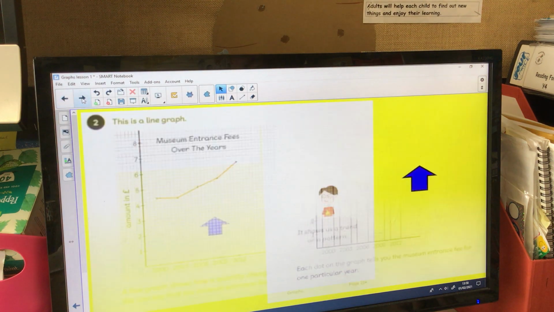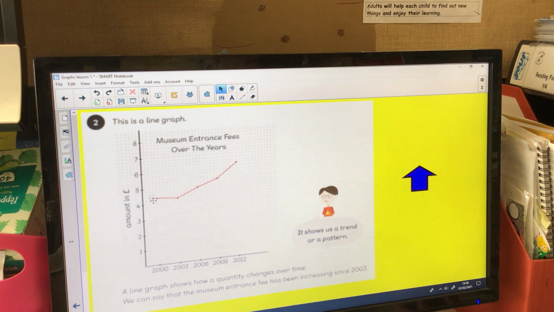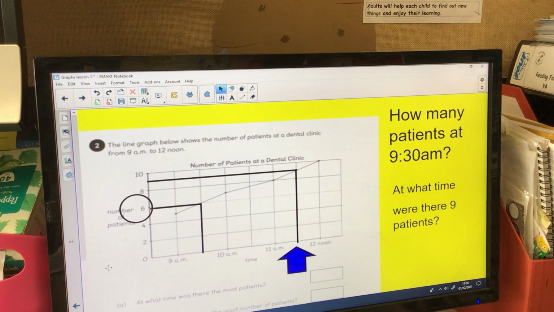So you're going to be asked some questions on line graphs today, children. You're going to be thinking about what these lines mean, if they're going up or if they're coming down, what the trend or pattern is over time, and you will find that your graphs are about time, and quite often we have line graphs that are about a period of time.